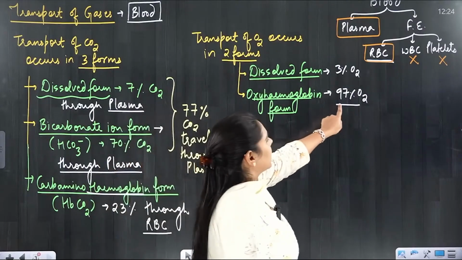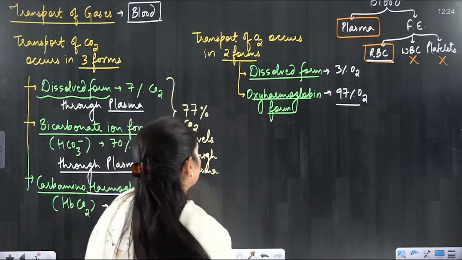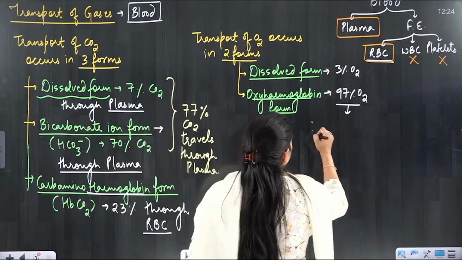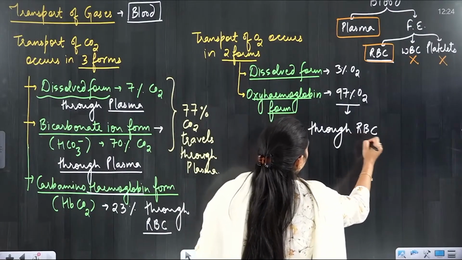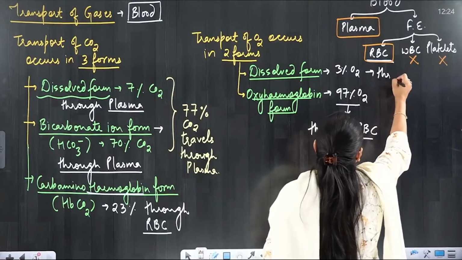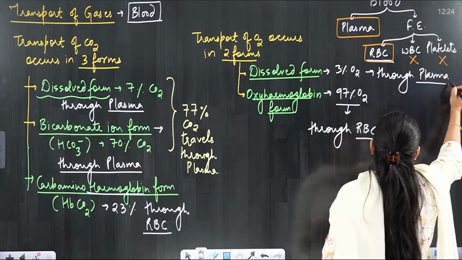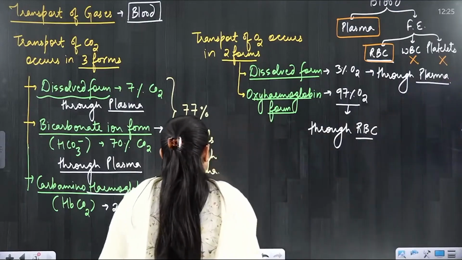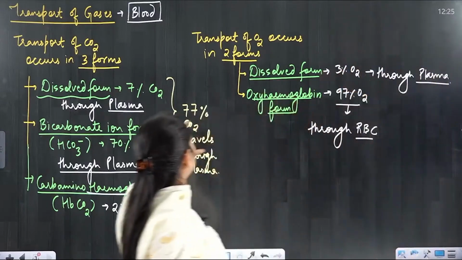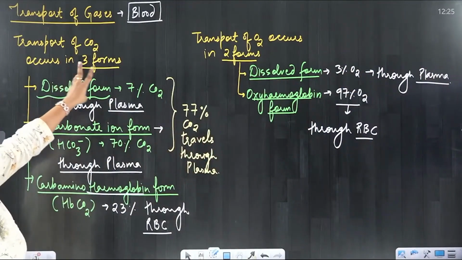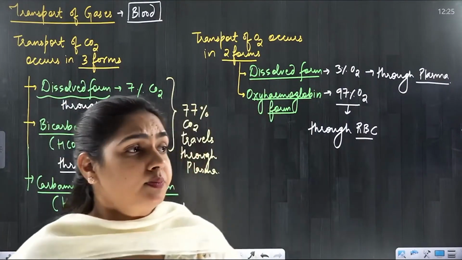So, 97% oxygen goes through the RBC with the hemoglobin. So, this is through RBC. And this is through plasma, dissolved in the plasma. So, are you understanding? Yes, everyone. Are you understanding the three forms of CO2 and two forms of O2? Yes, everyone.